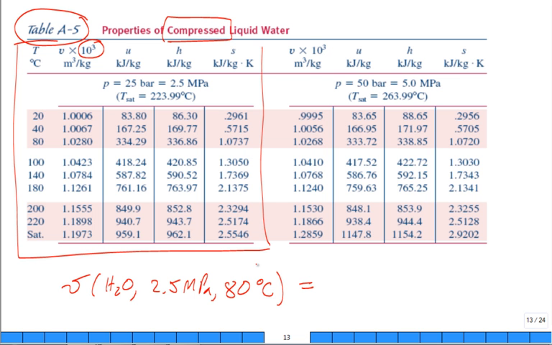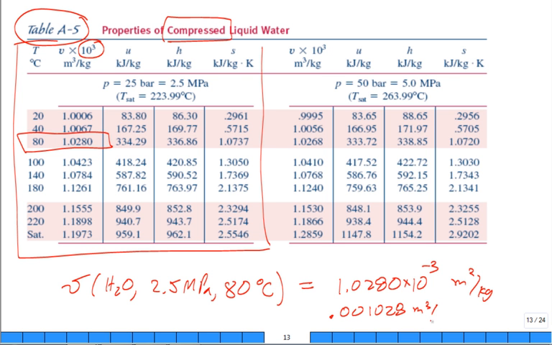On an exam, please don't just put 1.0280 meter cubed per kilogram, right? I'm looking at this value right here. You won't get a lot of partial credit. What number should I put? 0.001028 meters cubed per kilogram. And think about it a little bit. That's a little bit over a liter per kilogram. That makes sense intuitively.